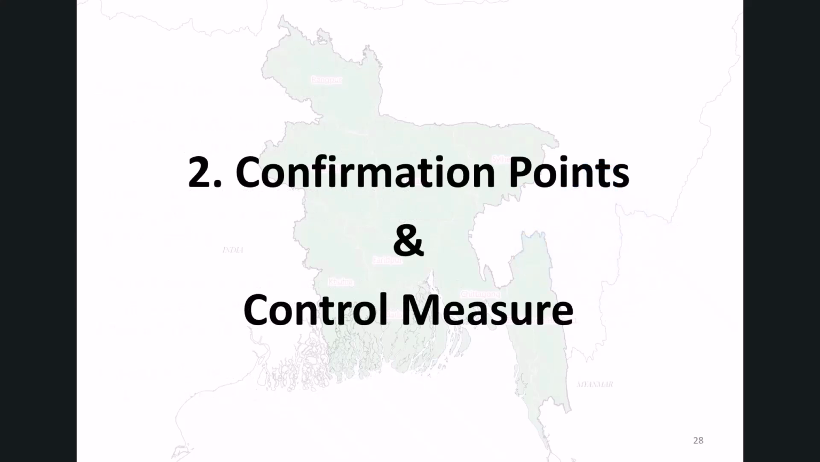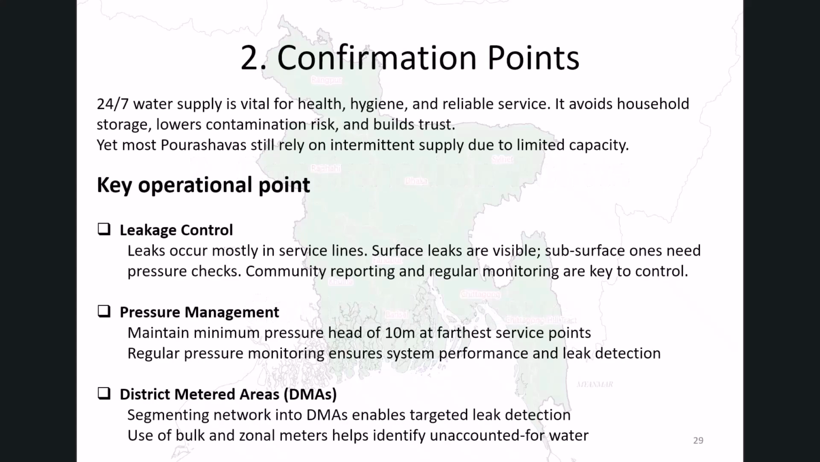From now, we will move to the confirmation points and control measure part. This section explains how to diagnose whether pipeline work is being performed correctly in daily operation and the necessary action to be taken in case it is not performed in an appropriate manner. This highlights the key confirmation points for improving water supply operations.